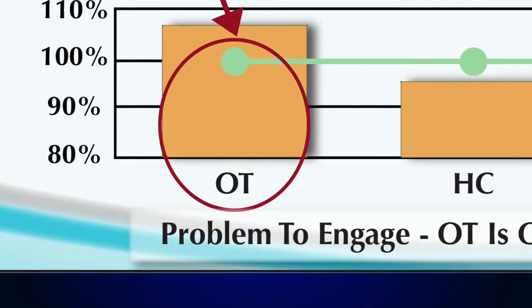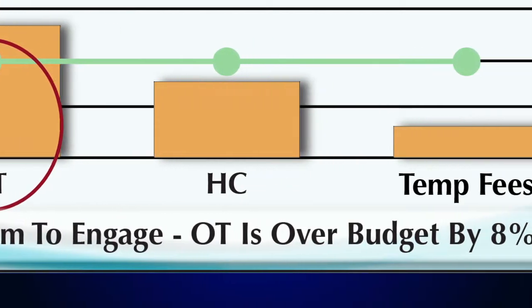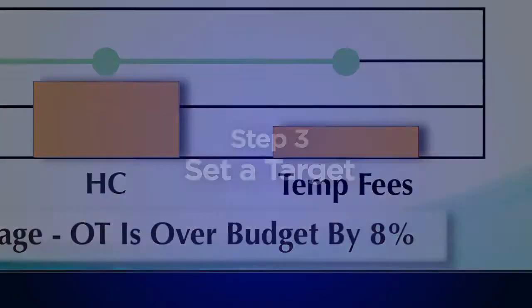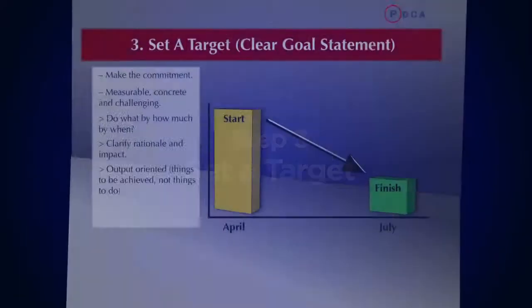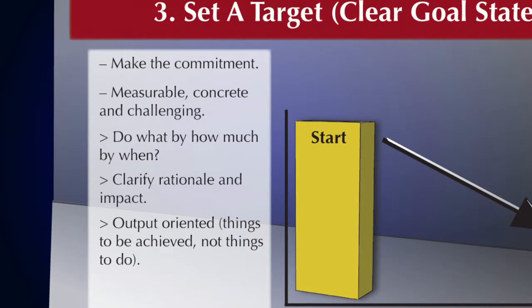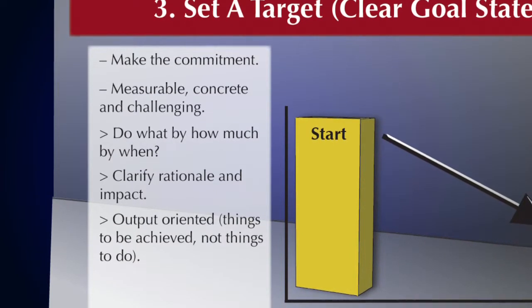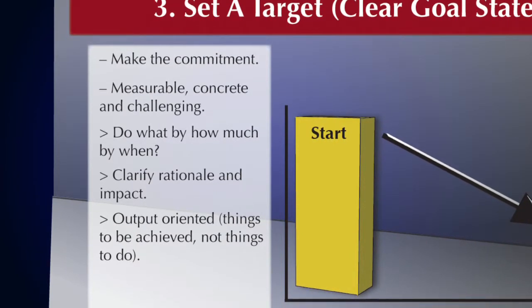So we state that the problem to engage is OT is over budget by 8%. Step 3 is set a target. Make the commitment to solve the problem. It needs to be measurable, concrete, and challenging. Specifically, it should define what will be done by how much and by when.